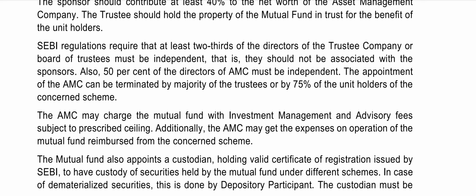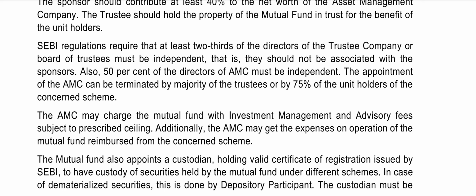The appointment of the asset management company can be terminated by a majority of trustees or by 75% of the unit holders of the concerned scheme. The concerned scheme unit holders have the power to terminate the AMC also, right? The appointment of the asset management company, the fund manager indirectly. The AMC may charge the mutual fund with investment management and advisory fees subject to prescribed ceiling. Additionally, the AMC may get the expenses on operations of the mutual fund reimbursed from the concerned scheme.